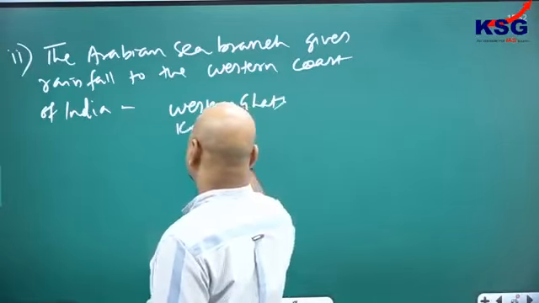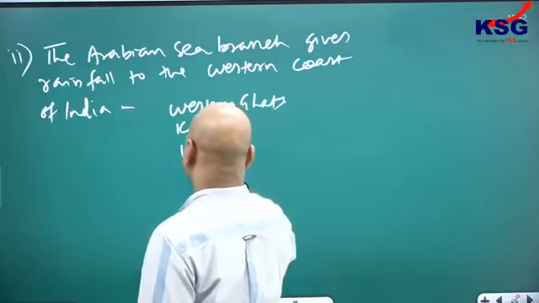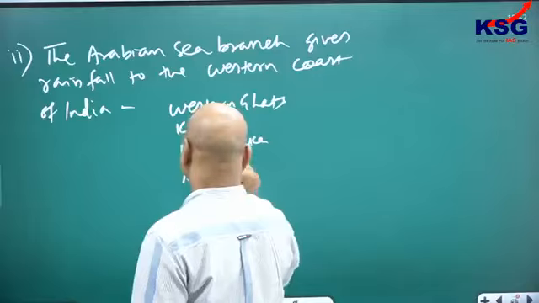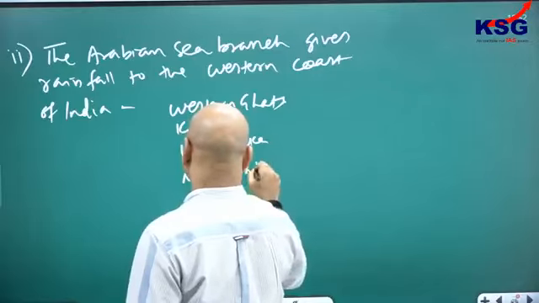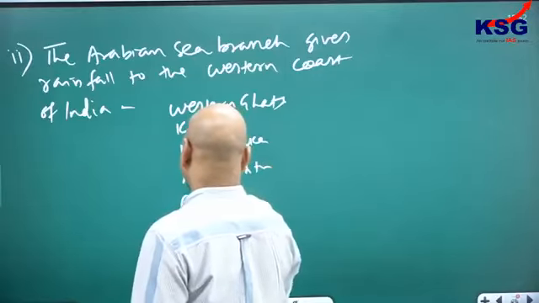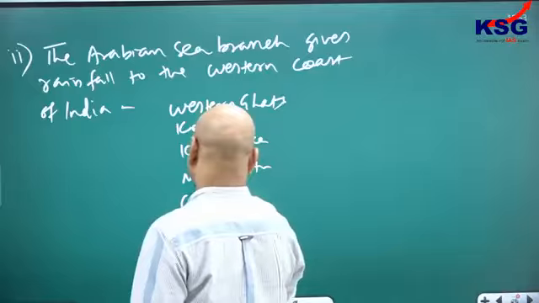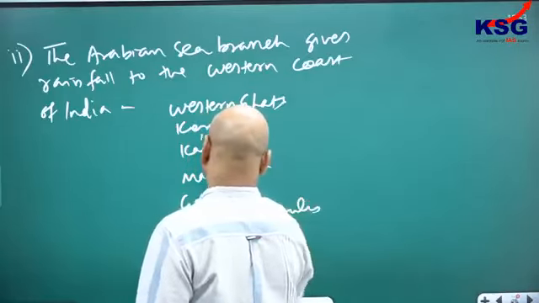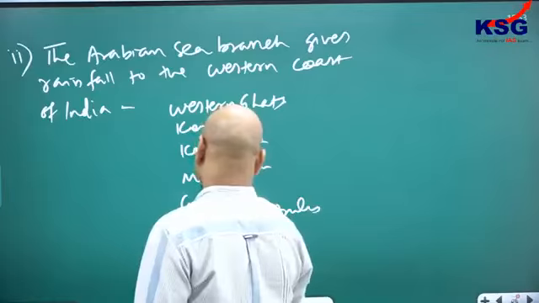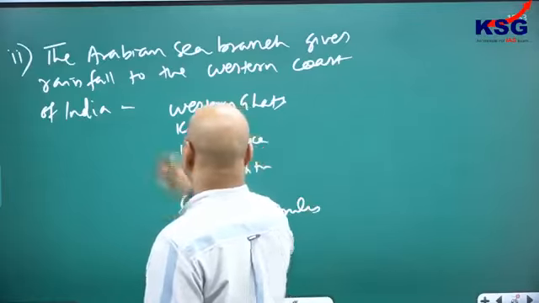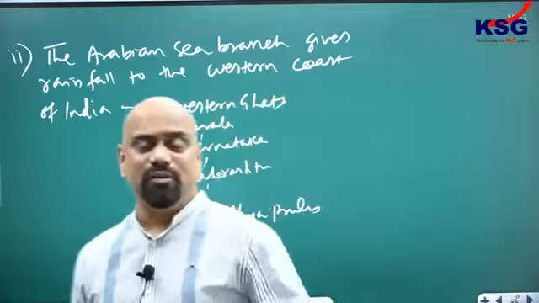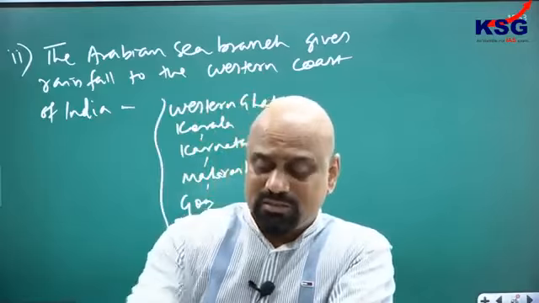Kerala, Karnataka, Maharashtra, Goa, Madhya Pradesh, Gujarat. ये पूरे रीजन्स को बारिश देता ही है. The entire regions receive rainfall because of this Arabian Sea branch.